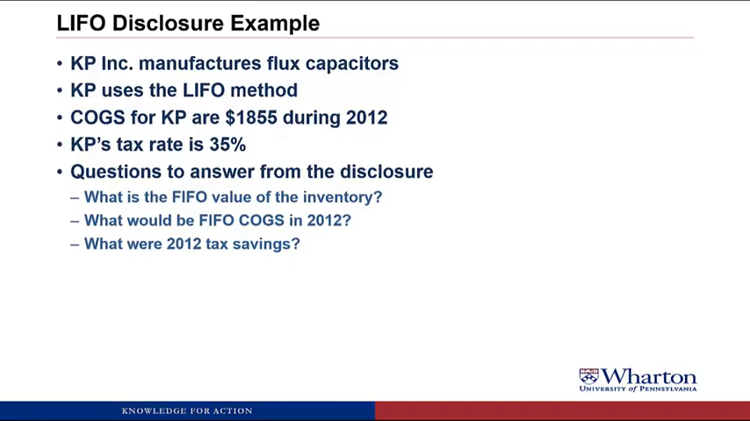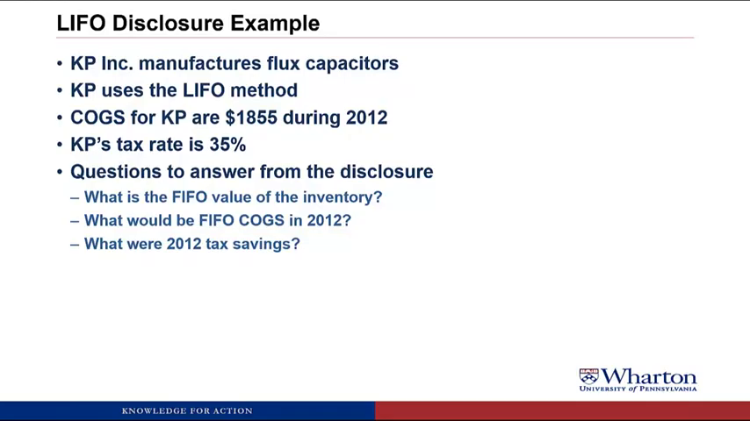The questions we're going to try to answer from the disclosure are, what's the FIFO value of the inventory, which would allow us to adjust the balance sheet to a FIFO basis? What were the FIFO cost of goods sold in 2012, which would allow us to adjust the income statement to a FIFO basis?